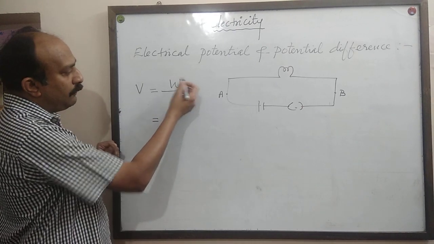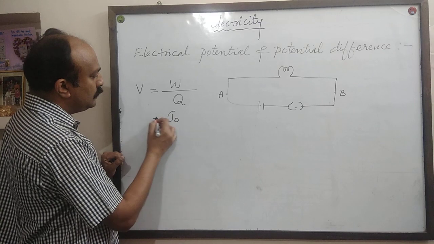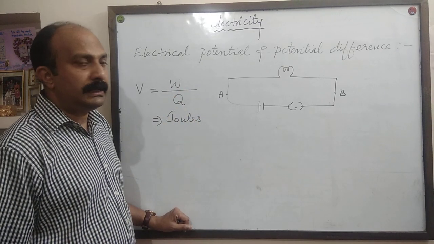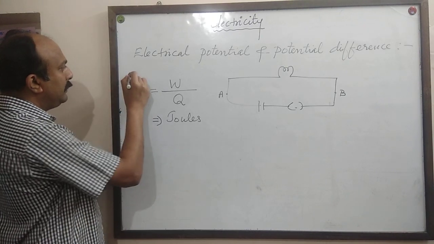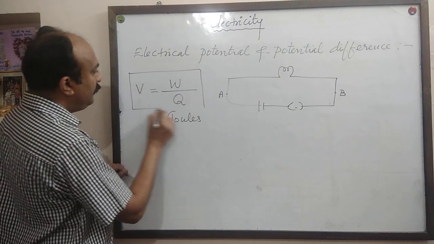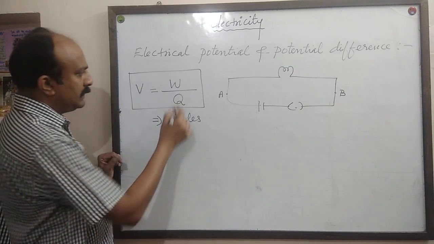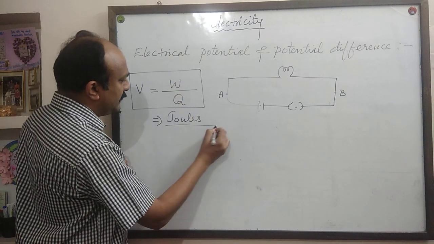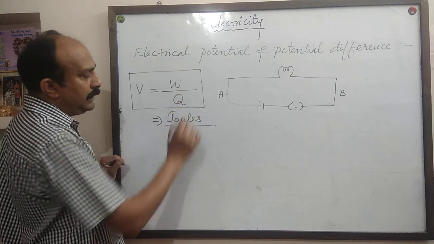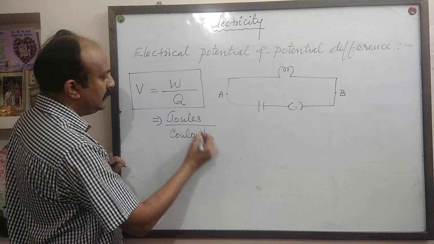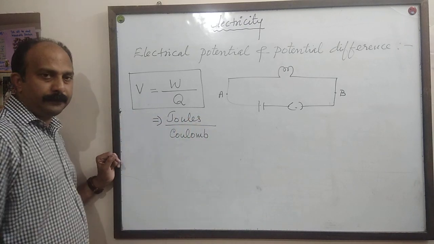We know that work done is measured in joules. SI unit of work done is joule. So remember the very important formula, V is equal to W upon Q. Coming to the unit, work done is measured in joules, quantity of charge is measured in coulomb. So it is joules per coulomb.